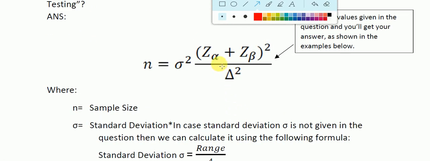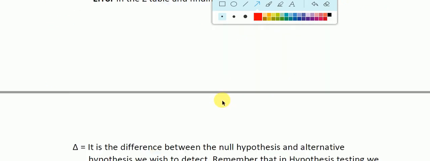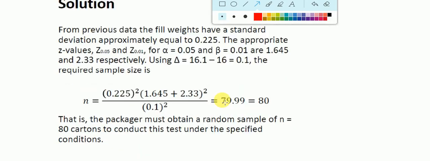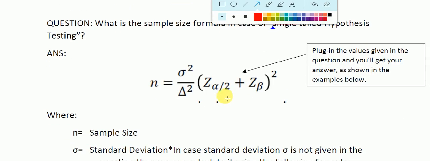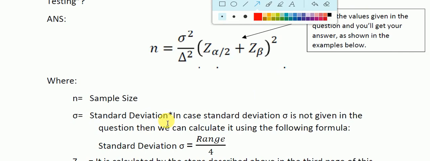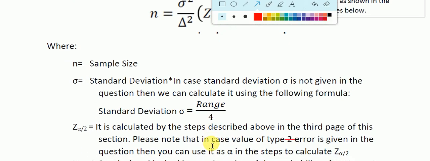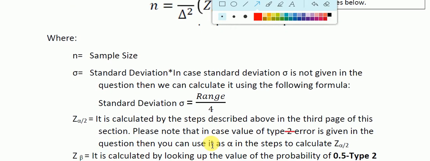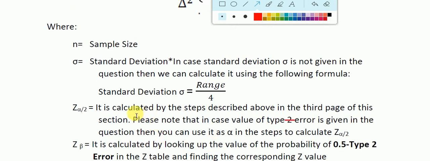So here the formula is altogether similar, except that alpha remains the same, but there we'll have to divide alpha by 2 before subtracting it from 0.5. So n is the sample size, sigma is standard deviation. If standard deviation isn't given directly, we'll divide range by 4 and we'll get the standard deviation. Okay, so z alpha by 2 and z beta.